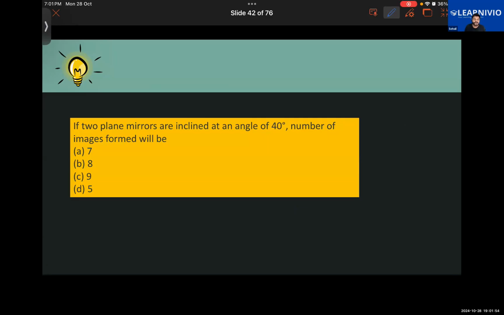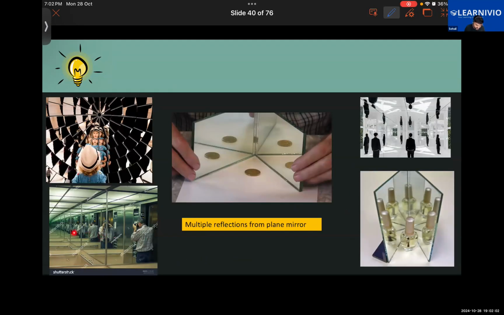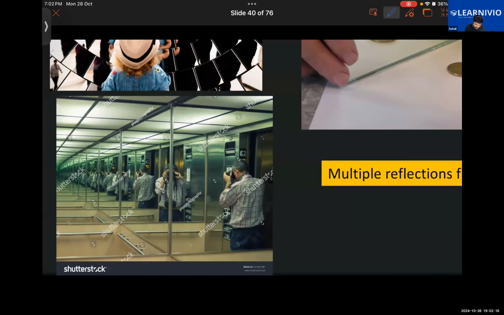Now let us consider a situation, for example when we visit a saloon, where two plane mirrors are installed on opposite sides. One on this side, one on the other side of the room. Can you count the number of images here? Let me zoom it out. Will it be easy for you to count the number of images?